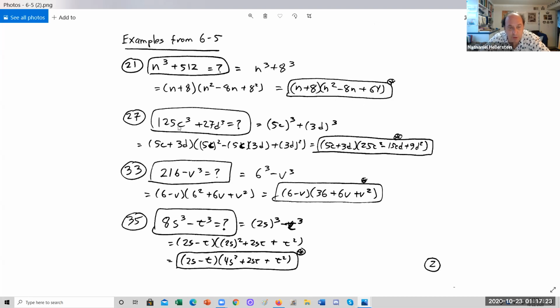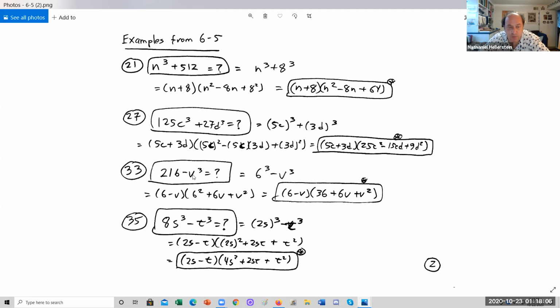Here we have 125c cubed plus 27d cubed. Now this term is the cube of 5c because 125 is 5 cubed. This is the cube of 3d because 27 is 3 cubed. All right, this is a sum of cubes. So it'll be a sum times a square minus a product plus a square. So 5c plus 3d times this squares to 25c squared. This multiplies out to minus 15cd. This squares to 9d squared. 5c plus 3d times 25c squared minus 15cd plus 9d squared.